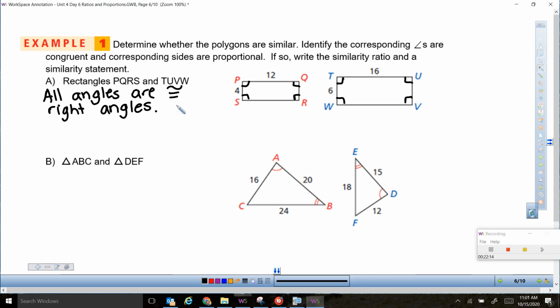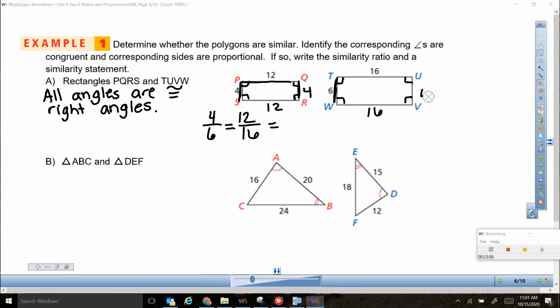Now we need to check the size. So it doesn't matter if you do small to big or big to small. I'm going to do small to big. So let's see. If I have 4, corresponds to what on the big one? 4 over 6. And then for the top, this would be 12 corresponds to what? 16. And this one, well, really, do I really have to do these? No, because this would be 4, this is 12, this would be 16, this would be 6. So for a rectangle, you really just have to check 2 of them.